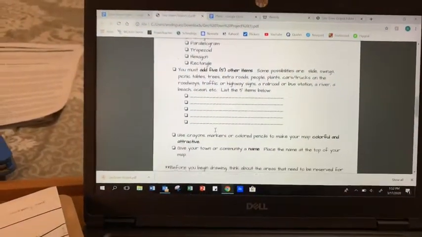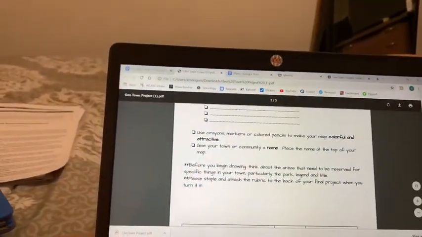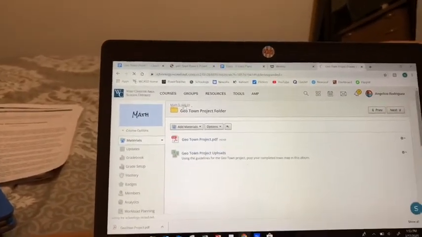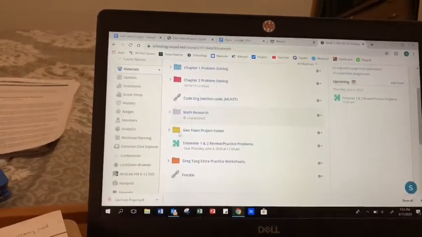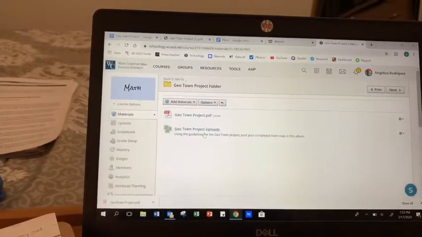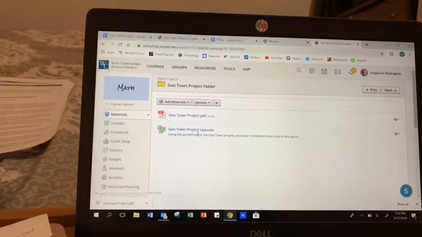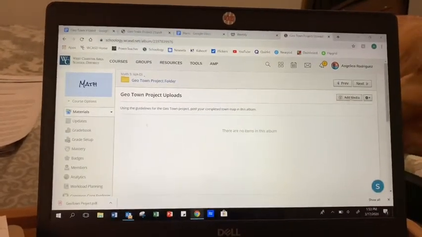Now, once again, just to clarify, if we don't have any crayons, markers, or colored pencils, that's okay. Take a picture of their image and upload it on Schoology. And just to show you that, if I go on my Schoology page, and my Schoology page, once again, looks a little different than theirs, there will be a folder that says GeoTown Project. If they click that folder, it's going to redirect them to the instructions, which is here. It's in a PDF form. And then this is the media folder that they can upload where it says add media.